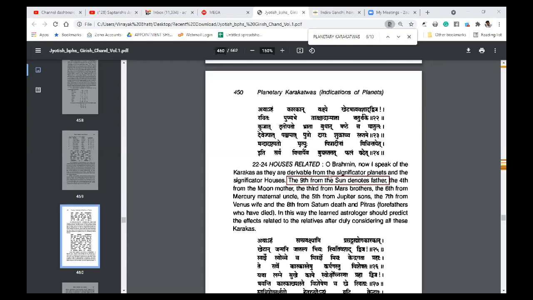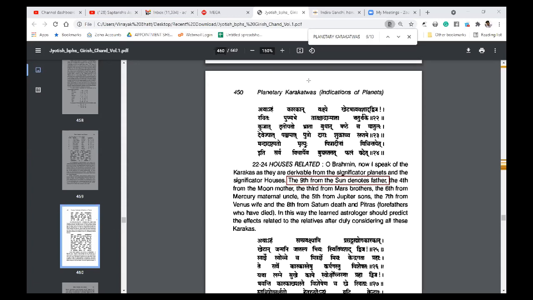Okay, now there is a twist. Till now we have seen that we have to see houses from the Lagna. For father, we have to see the ninth house from Lagna and the Karaka planet is Sun. These two points we have studied. Now this is the third point. According to this third rule, you have to see the same house from the Karaka planet also.